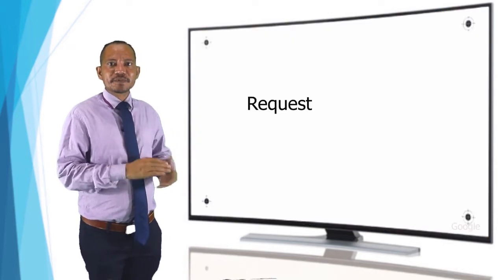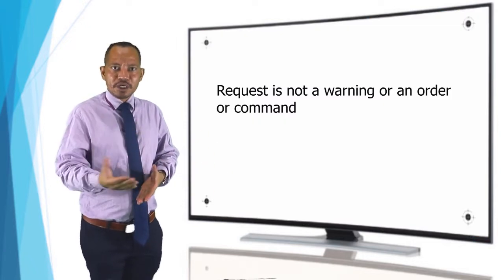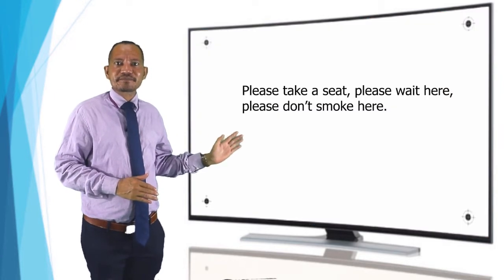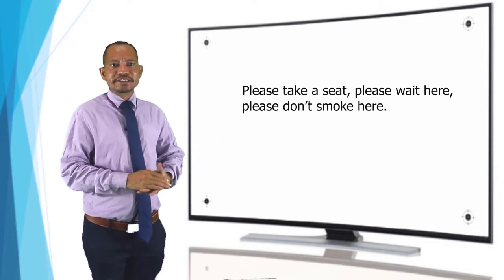Now let's also look at some situations with the use of the imperatives. We can also use the imperative form of the verbs to make a request. Notice a request is not a warning or an order or command, etc. But a request in this context means to ask someone in a very polite way. Let's look at some examples. Please take a seat. Please wait here. Please don't smoke here, etc.